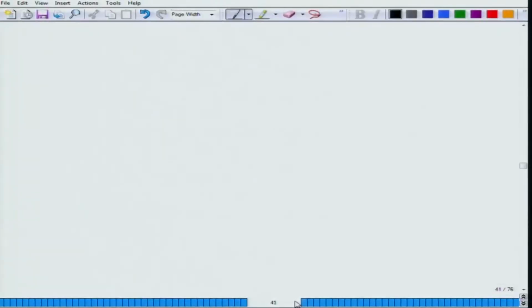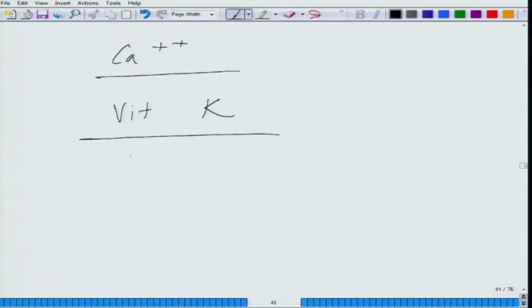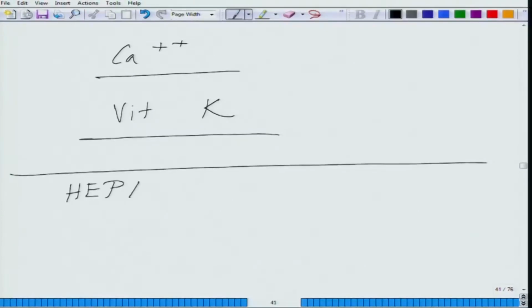So, if you look at it, there are different feedback loops involved, and some of these are controlled by calcium and vitamin K, and we will be coming to all these different factors. And apart from it, there are certain other factors which need to be talked about, such as heparin. These are the ones which are controlling the feedback control of blood clotting.